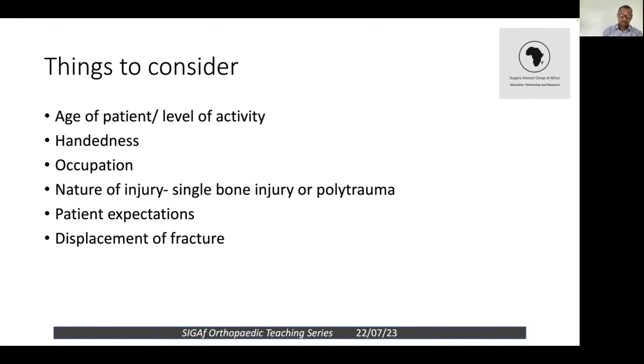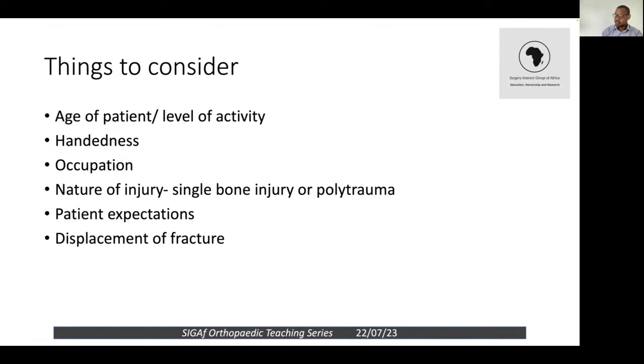This becomes a very important aspect if these patients do a lot with their hands, either sports people or manual laborers. They would really be keen to get a highly functional wrist as soon as possible. You also want to look at the nature of injuries as discussed before, whether it's a single bone or polytrauma. If it's a polytrauma patient, then you prioritize life-threatening injuries first and then progress down towards less life-threatening injuries. And it's always important to have an open and honest discussion with patients regarding their expectations.